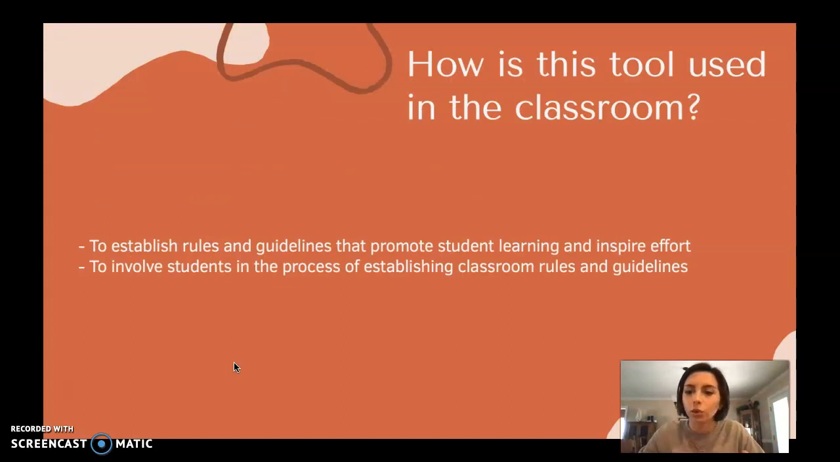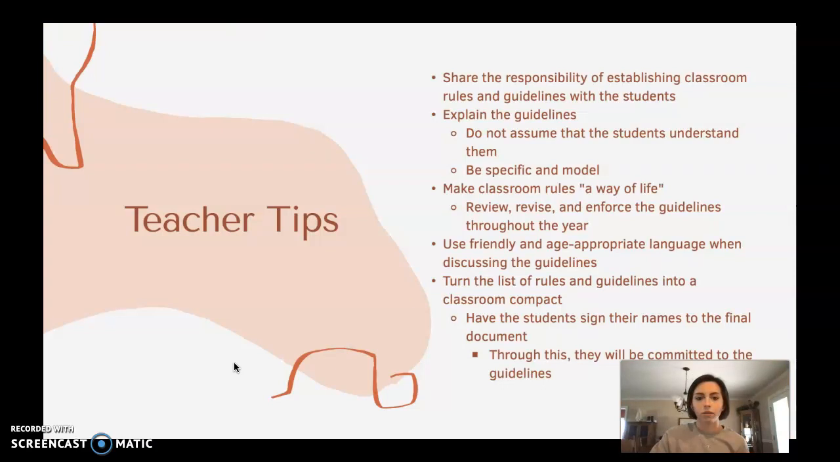Okay, so how is this tool used in the classroom? It is used to establish rules and guidelines that promote student learning and inspire effort, and to involve students in the process of establishing classroom rules and guidelines. Some teacher tips: share the responsibility of establishing classroom rules and guidelines with the students. Explain the guidelines. Do not assume that the students understand them. Be specific and model. Make the classroom rules a way of life.